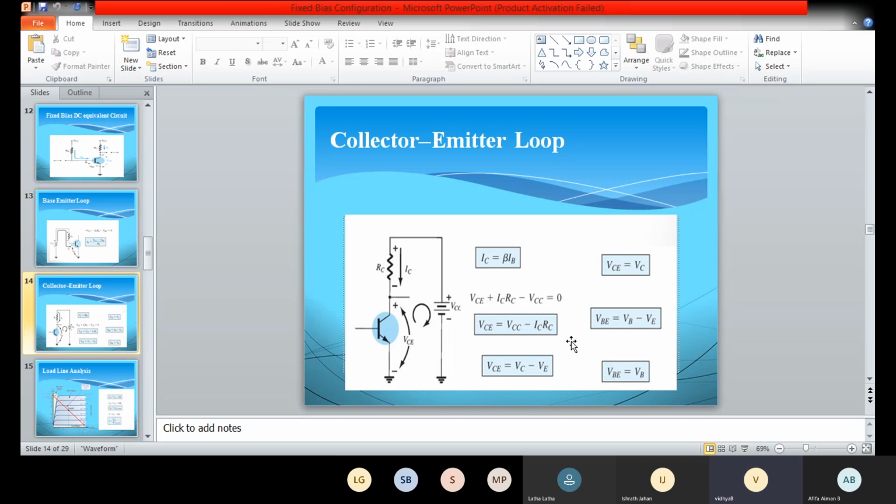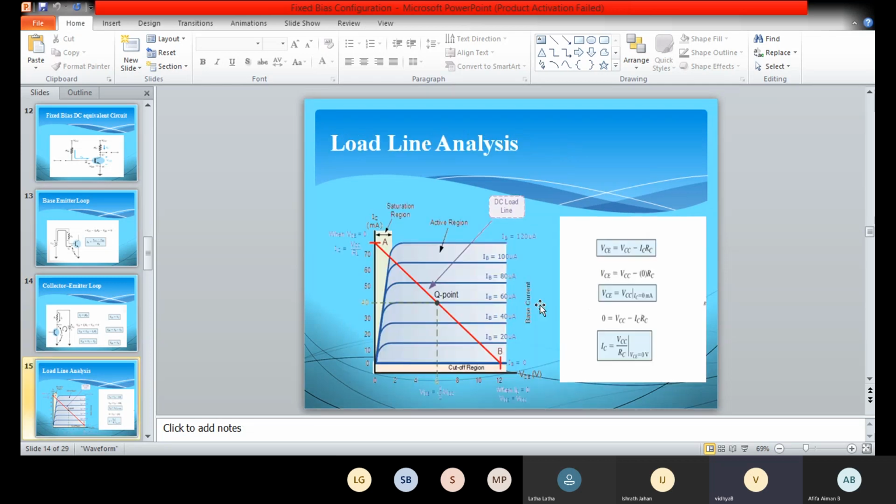Standard: IC equals beta IB. VBE is the difference between VB and VE, where VB is the base voltage and VE is the emitter voltage. Similarly, VCE equals VC minus VE. That means the difference of those two values gives you VCE. VC is the collector voltage and VE is the emitter voltage.